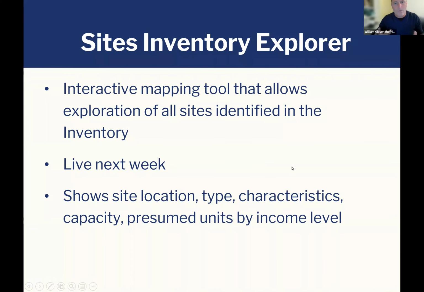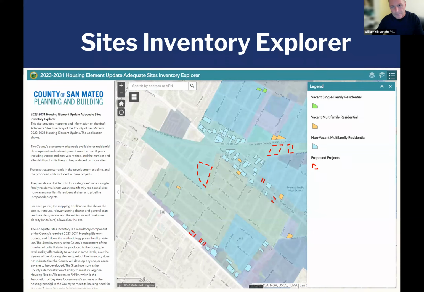And it allows the exploration of all the sites identified. It shows the site location. It shows the type of the site. Is it a multifamily site? Is it vacant, non-vacant? Is it a pipeline project? It shows the size. It shows the allowed densities. And it shows the presumed income levels of the units that are attributed to that site.